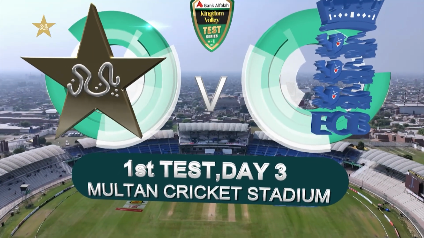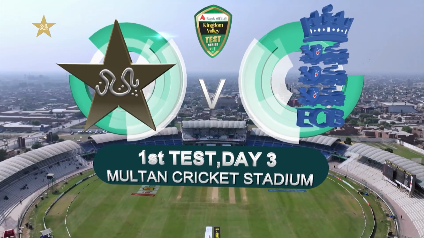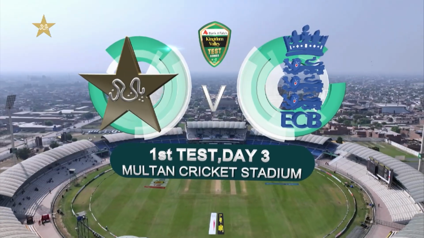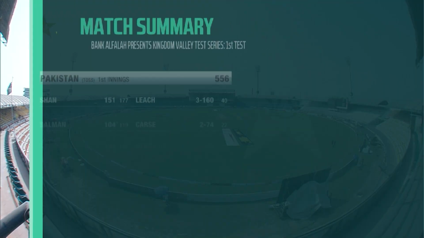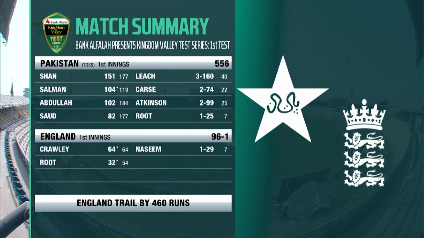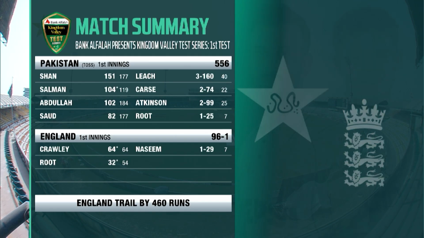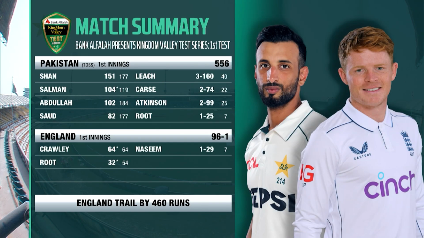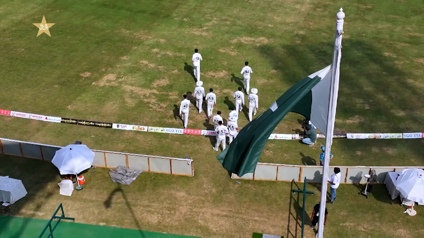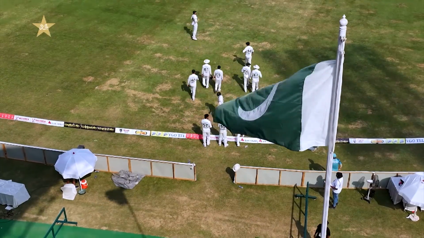Hello and welcome to day 3 of the first test between Pakistan and England. Pakistan put up a massive effort in their first innings, winning the toss, putting 556 on the board with the 3 centuries as well. England in pursuit now trail by 460 with Zach Crawley not out 64, joined by Joe Root on 32, England 96 for 1. Let's join the action at the start of day 3 of this first test.